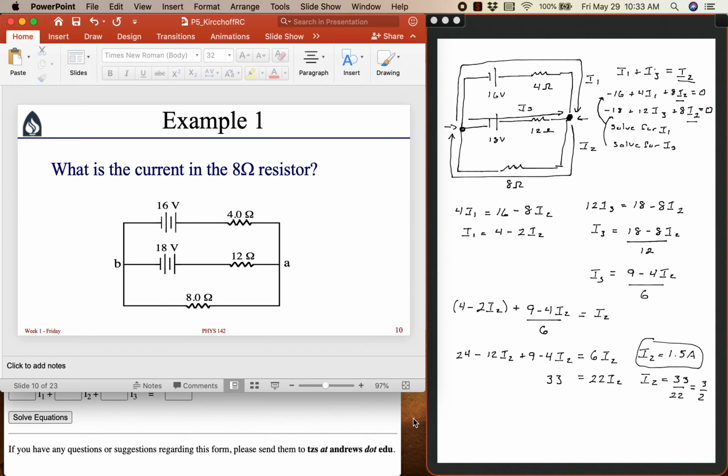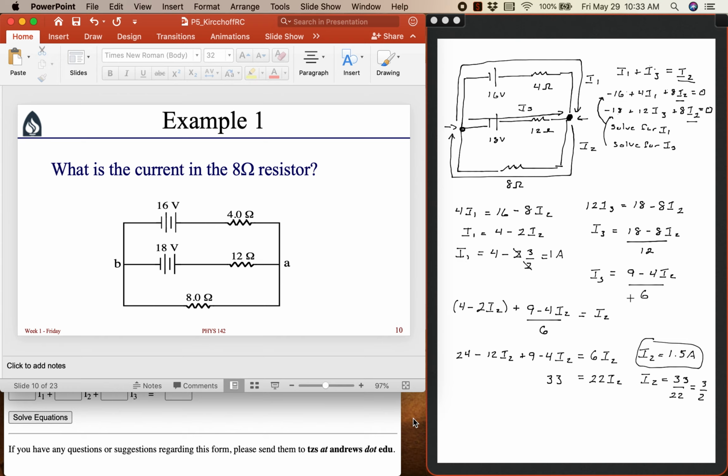Now, if I need to know what I3 and I1 are, I can simply take this 1.5 amps and plug it into this equation to find I1, or plug it into this equation to find I3. So let's go ahead and do that. So I1 is going to be equal to 4 minus 2 times I2, but I2 was 3/2 of an amp, and the 2 cancels with the 2 here, so that would give me 1 amp for I1.